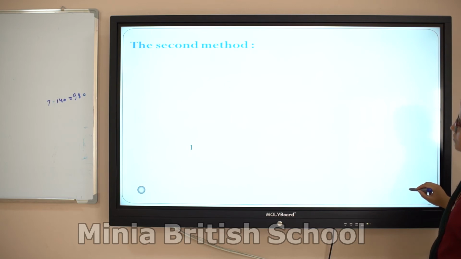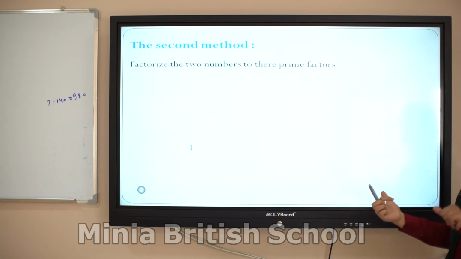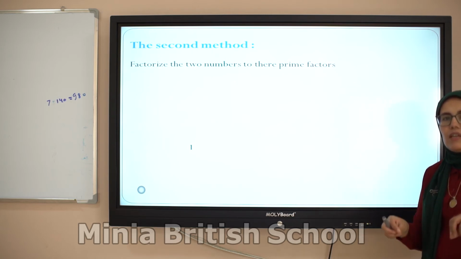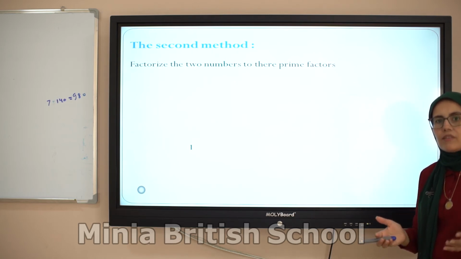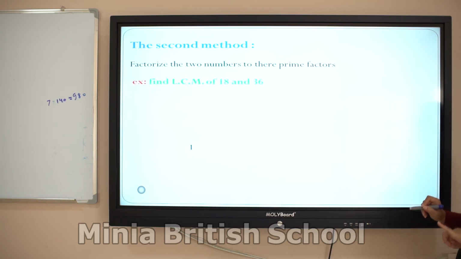The second method is to factorize these two numbers into their prime factors. This is the second way, as with the highest common factor. The first step is to factorize the numbers to their prime factors. Then find the lowest common multiple.